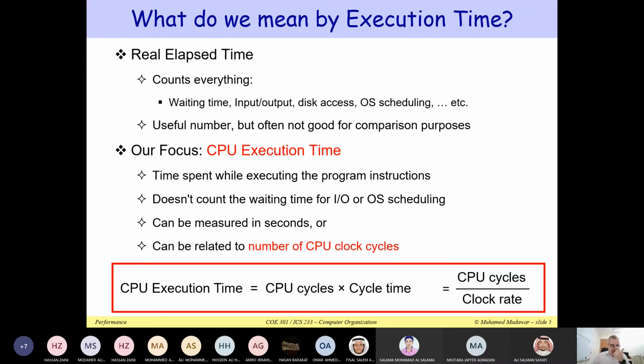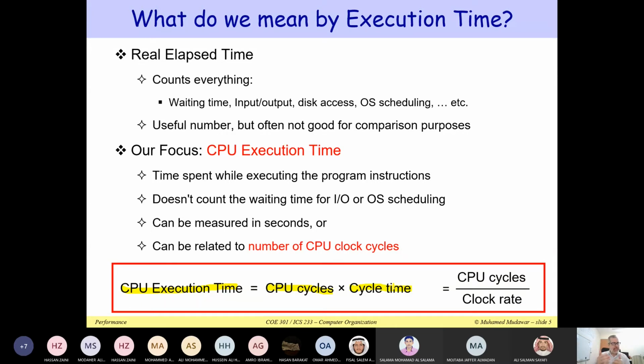So let us take a look at this equation. Very simple math. We look here at the CPU execution time. We can count the number of CPU cycles. So we look at the program. The program is running inside the CPU, and these instructions are going to take a certain number of clock cycles inside the CPU, multiplied by the cycle time. So we multiply by the cycle time.